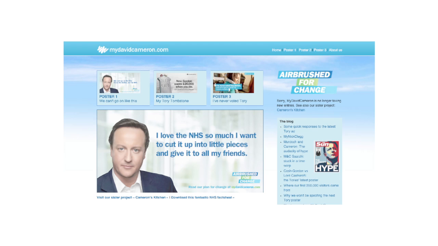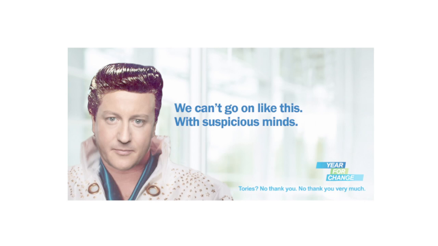So in the last election, there was mydavidcameron.com. Did anyone see this? No? So it's essentially a website. It had huge success, had hundreds of thousands of hits, and people uploaded digitally edited versions of existing posters. So again, we can see the more sophisticated version of the earlier poster here.